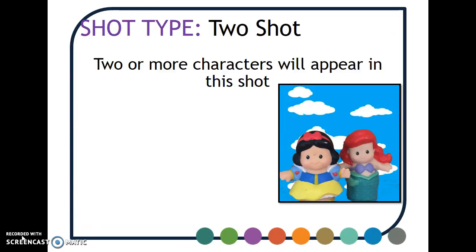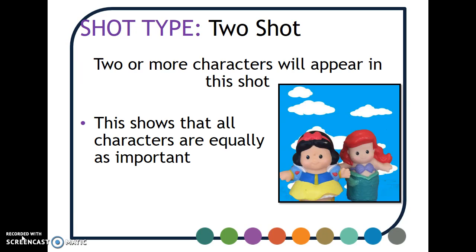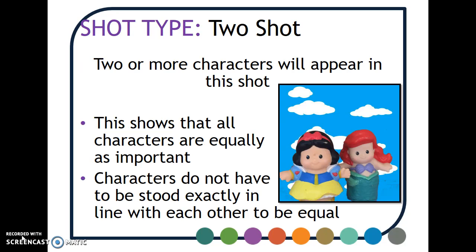Two shots has two or more characters in it. It could have more than two characters, but it just shows that those characters are equally important in that particular scene. It doesn't mean that they have to be stood exactly side by side. You could have one slightly further forward than the other, but they're still equal. They're still both as important as the other one.